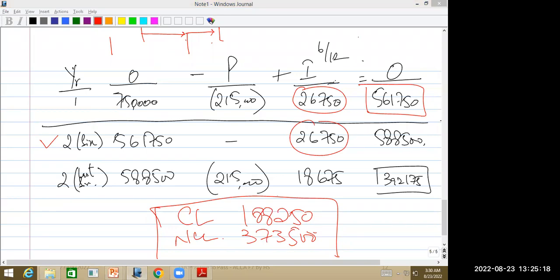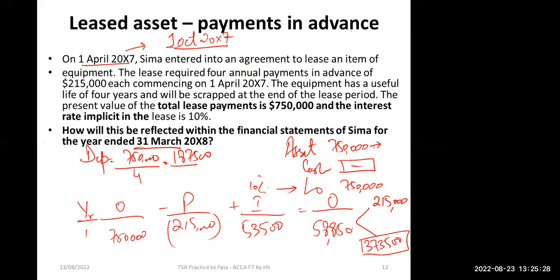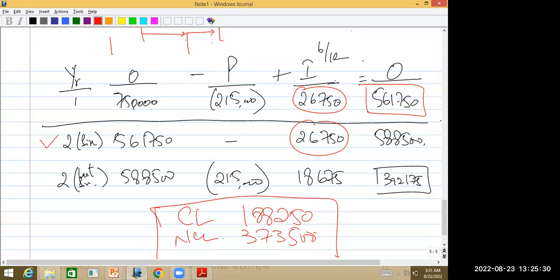Actually, what's the interest for the first year? We have solved it already: 53500. 53500 is the total amount of the interest for the first year of the lease period, out of which half of the interest is charged in the first year and half in the second year.